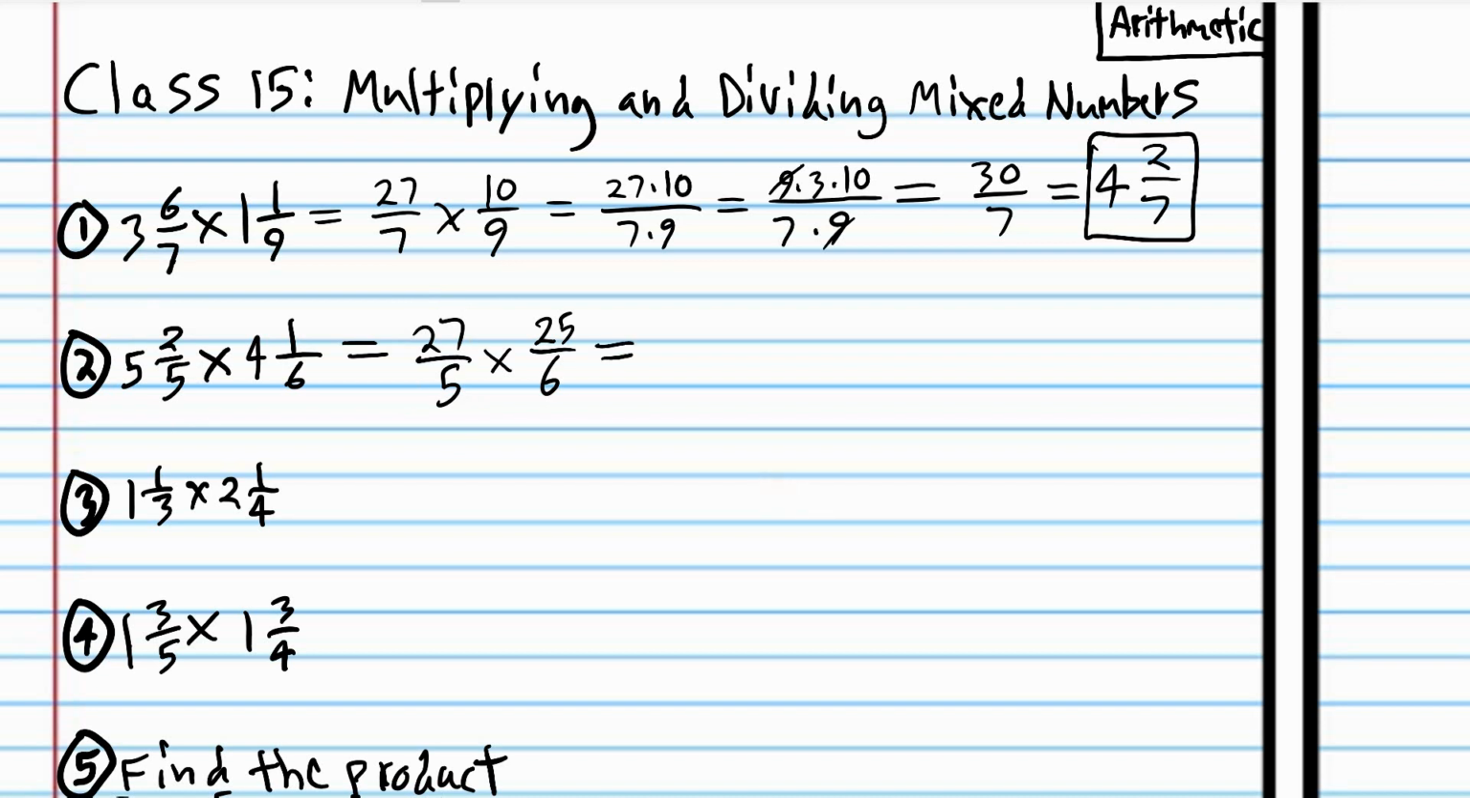So anyway, now we can multiply, but these are really big numbers. 27 times 25, I don't know what that is. I don't want to do that. I mean, you could do it if you wanted to.